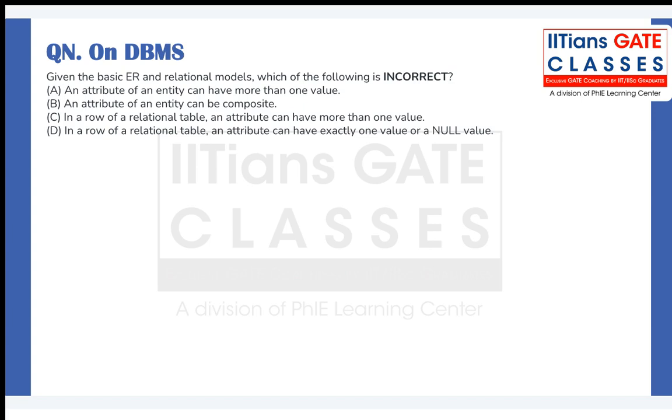Option A: an attribute of an entity can have more than one value. Option B: an attribute of an entity can be composite. Option C: in a row of a relational table, an attribute can have more than one value. Option D: in a row of a relational table, an attribute can have exactly one value or a null value. I'll give you 1 minute to solve this.